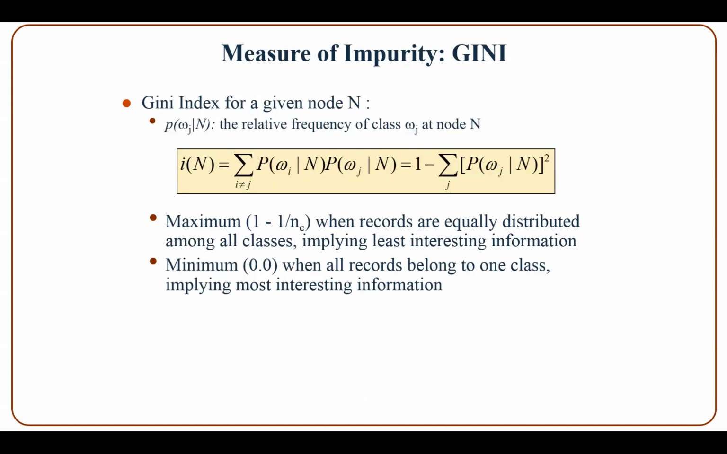The maximum of the Gini index is 1 minus 1 divided by NC, where NC is the number of classes. This is when the records are equally distributed among all the classes, implying the least interesting information. And the minimum of Gini index is 0. This is when all records belong to one class, implying the most interesting information.